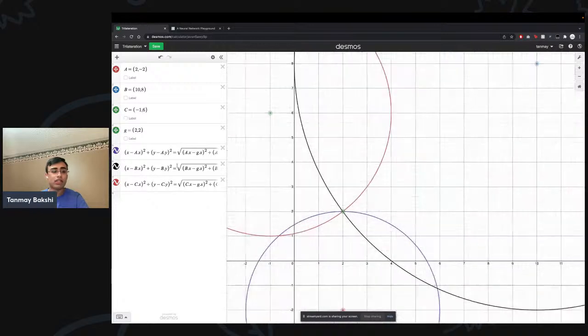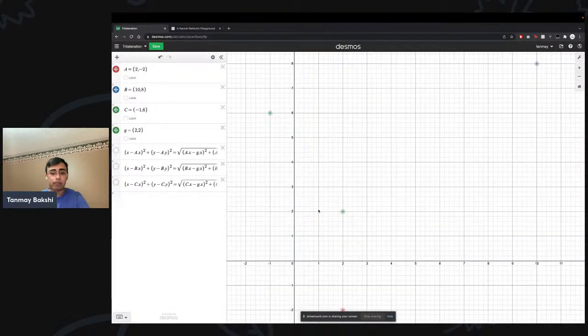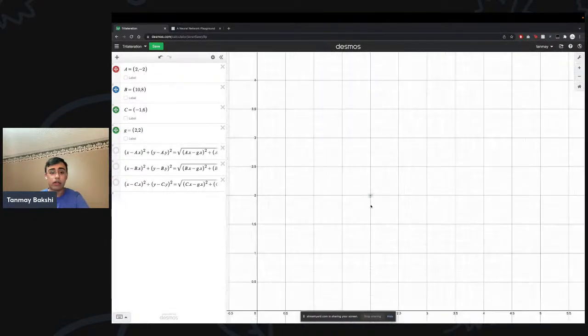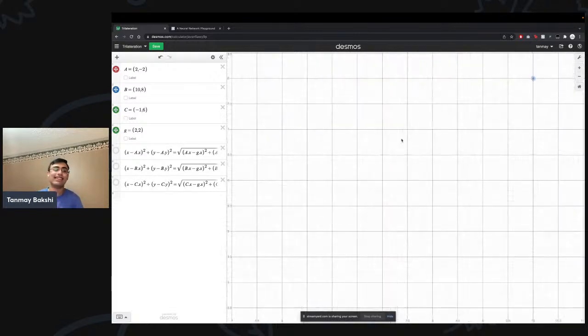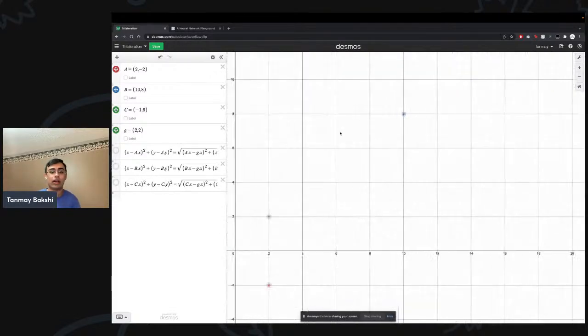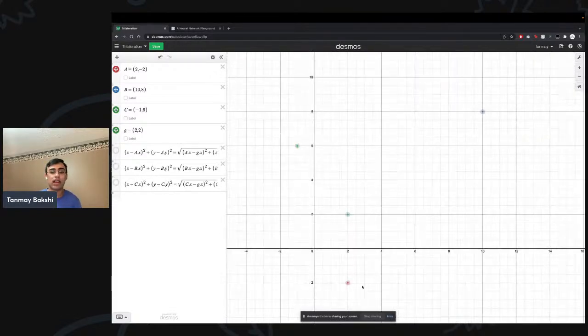So for example, let's just say we had this green point in the middle here, located at 2, 2 on the graph. If we wanted to figure out where this point is, I mean, in this case we know where it is, but imagine we didn't, but we did have these other three reference points. We had A, our red point, B, our blue point, and C, another green point over here. So we've got A, B, and C.